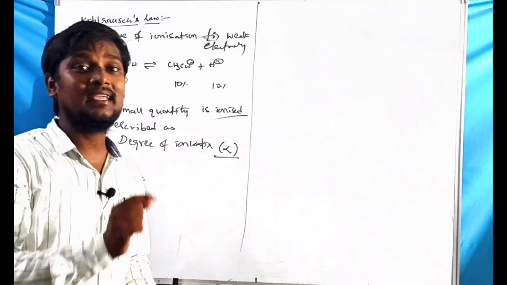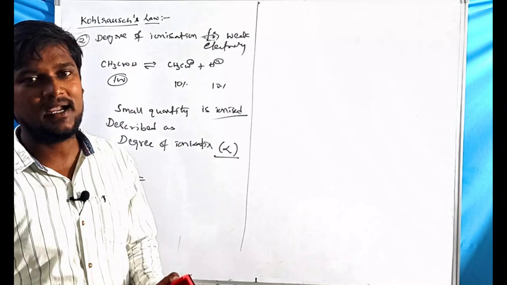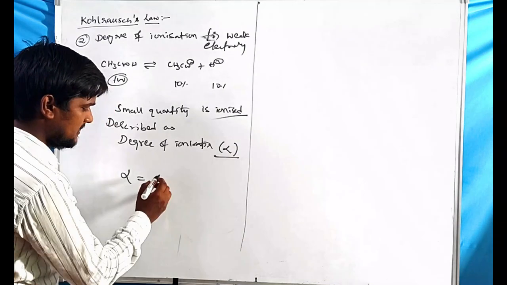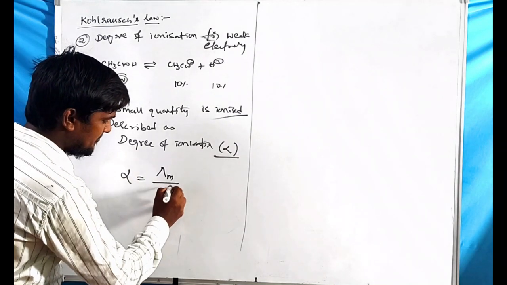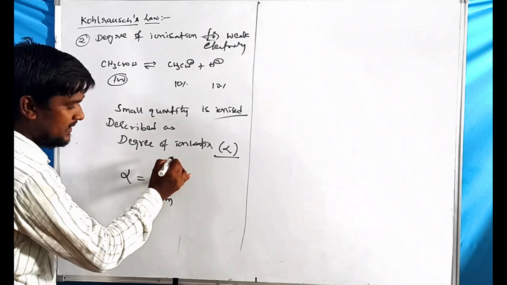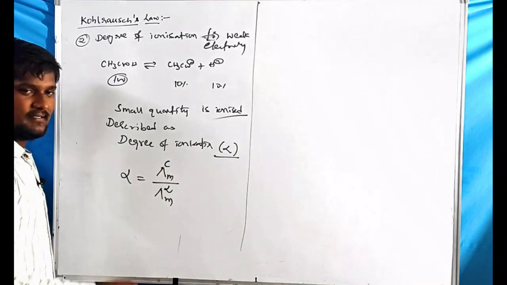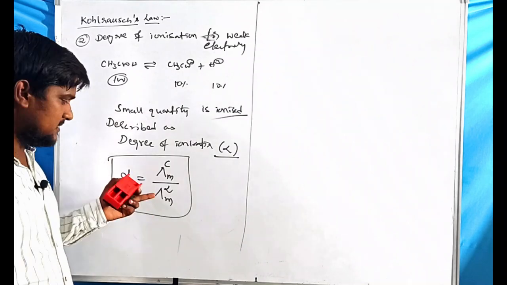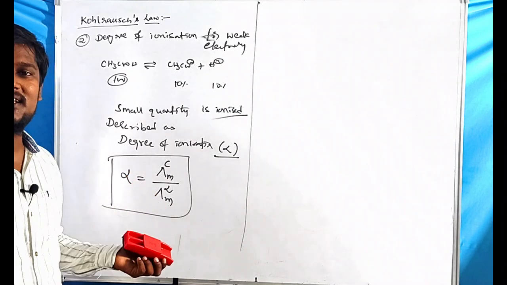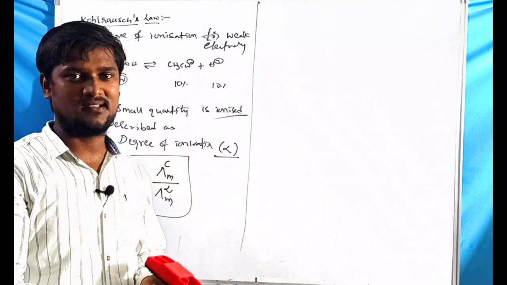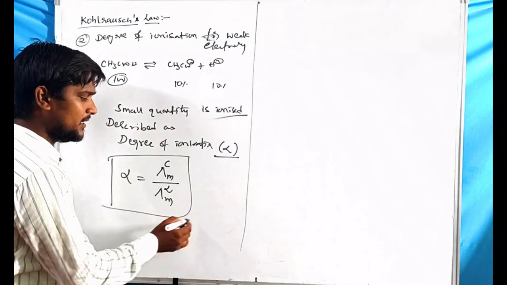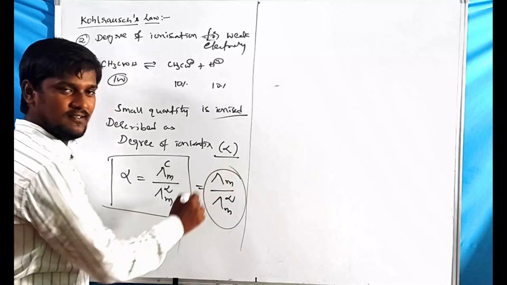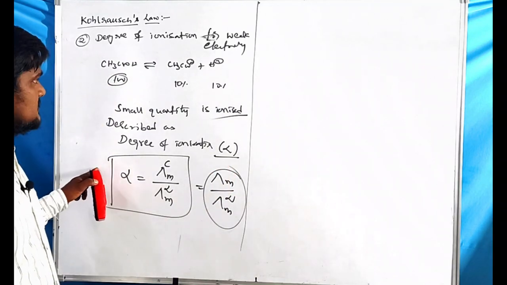So the degree of ionization alpha is equal to the equivalent conductance at any concentration divided by the equivalent conductance at infinite dilution. Here lambda m is at any concentration, and lambda m infinity is at infinite dilution. Infinite dilution means zero concentration. Sometimes they represent it as lambda m by lambda m infinity. Both are the same, it doesn't matter. So this is the second application.